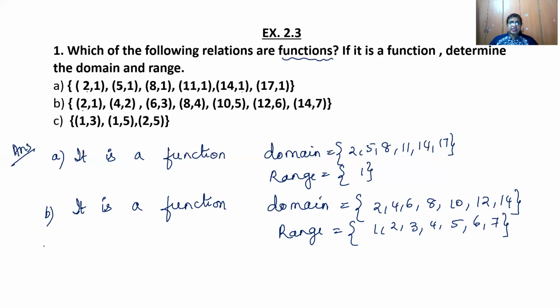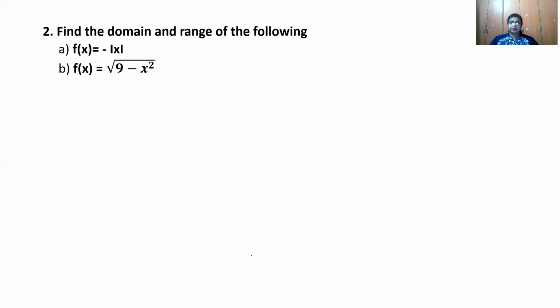Next, look at question C. Check the ordered pairs. 1, 1. 1 is repeated. If the first number is repeated, then it cannot be a function. So in question C, it is not a function. And if it is not a function, I'm not bothered about domain and range. Hope this idea is clear. Yes. So next we move on to the second question.